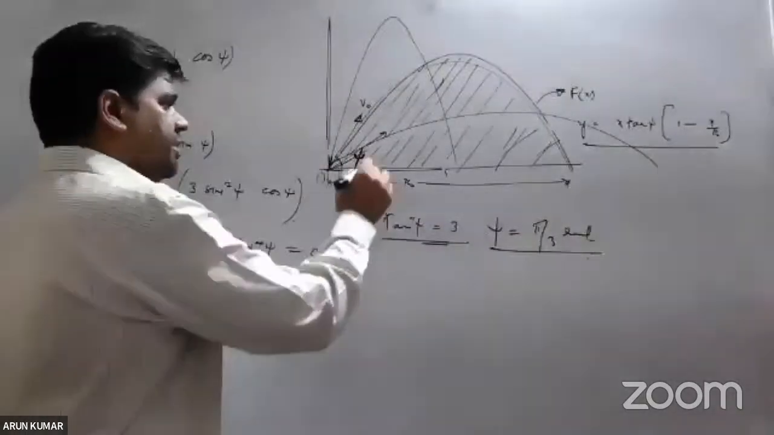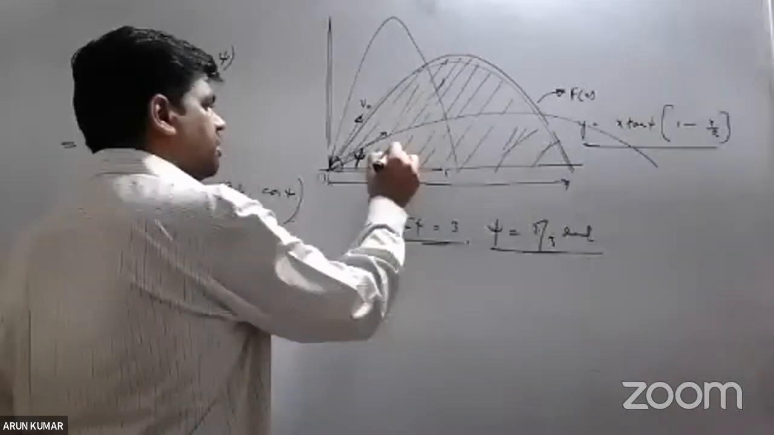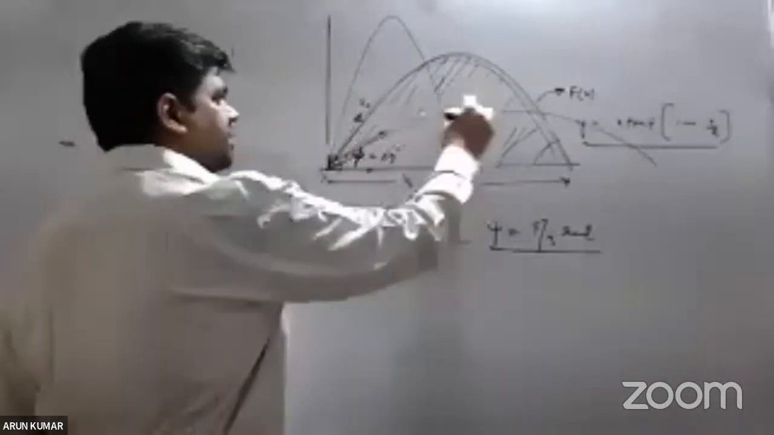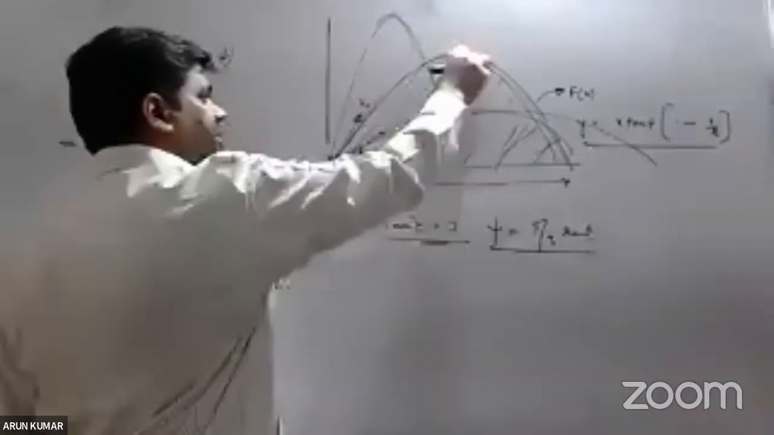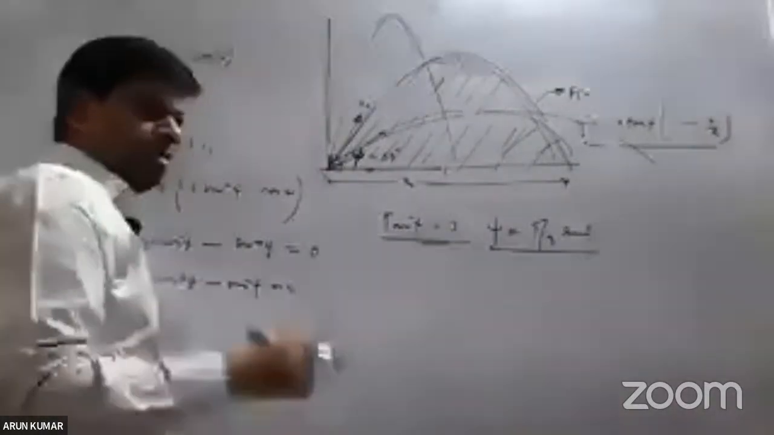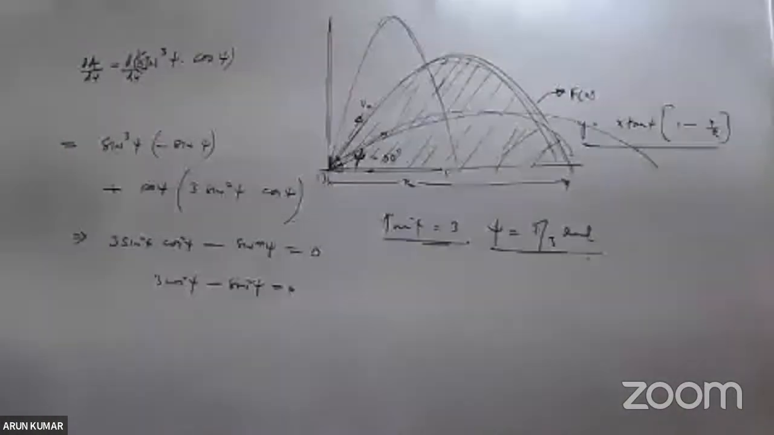Alright. So when this is 60 degrees, then area under this curve is maximum. If less than 60 degrees, area is less. More than 60 degrees, area is less. But when it becomes 60 degrees, the area under this curve is maximum. That's what the question was, and that's what we found out.